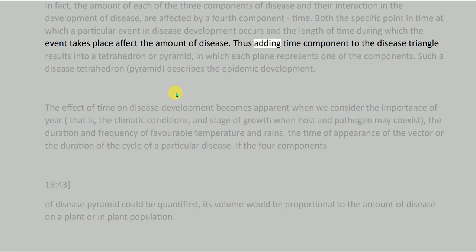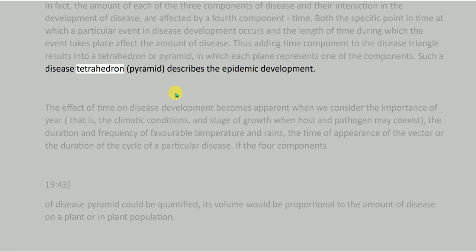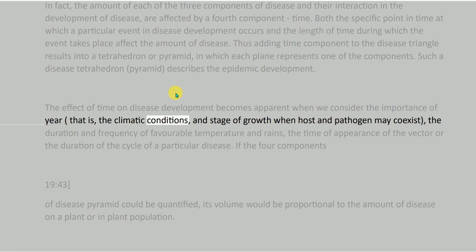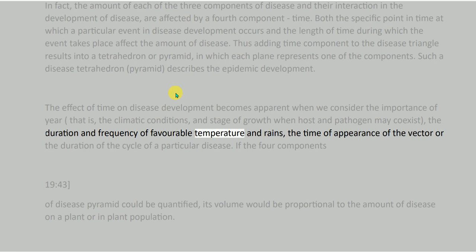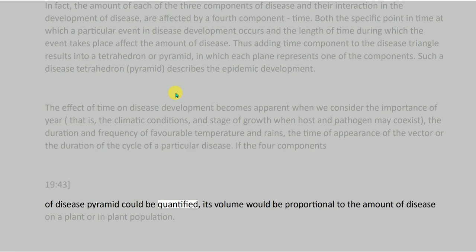Thus adding the time component to the disease triangle results in a tetrahedron or pyramid, in which each plane represents one of the components. Such a disease tetrahedron, or pyramid, describes the epidemic development. The effect of time on disease development becomes apparent when we consider the importance of year, that is, the climatic conditions, and stage of growth when host and pathogen may coexist, the duration and frequency of favorable temperature and rains, the time of appearance of the vector or the duration of the cycle of a particular disease. If the four components of the disease pyramid could be quantified, its volume would be proportional to the amount of disease on a plant or in a plant population.